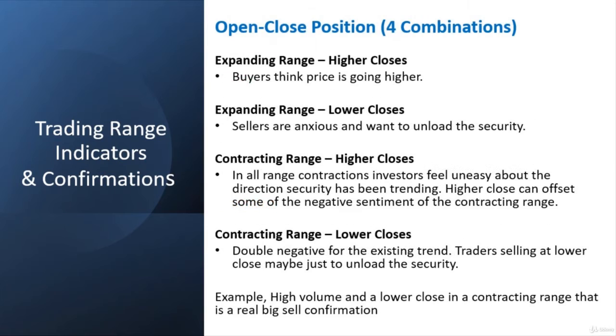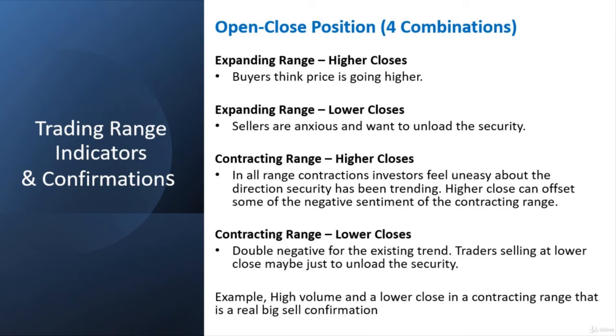Another thing you can look at, in terms of trading range and getting some indicators and confirmations, is the open and close position. There are really four combinations. You can have an expanding range, where the prices from high to low are expanding, and the closes are getting higher. There are higher closes. That tends to indicate that buyers think the price is going to keep going higher.